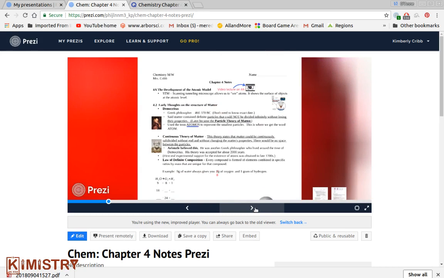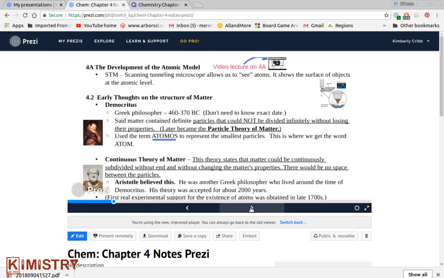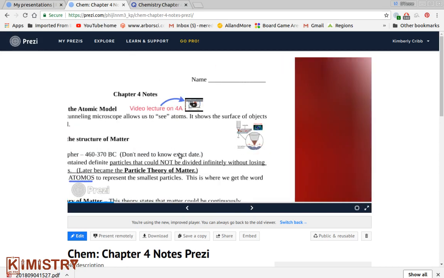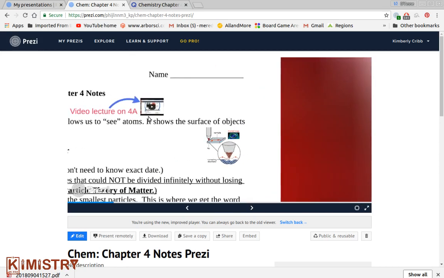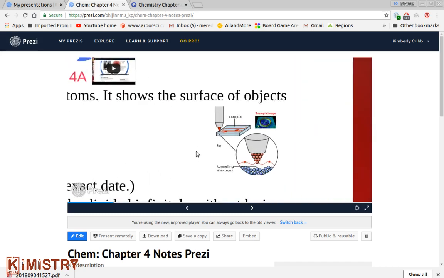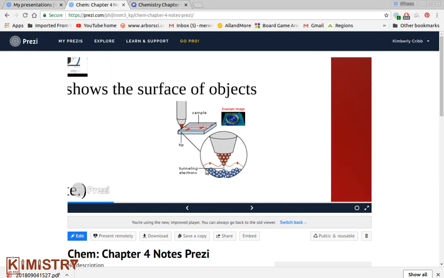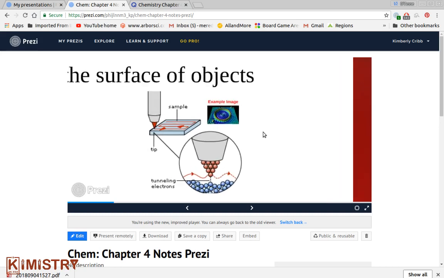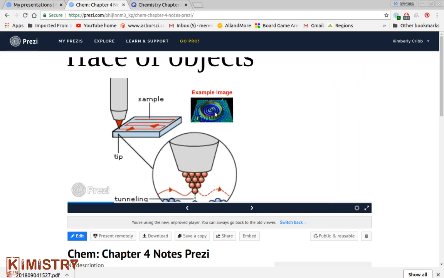So here are the notes inside the Prezi. And this guy right there, there's Democritus. We'll talk about him in a minute, but what I wanted you to see here, a couple of things. One, the video that I'm doing now is embedded right there. And this is the scanning tunneling microscope. This is how it goes across the surface, and it kind of gives you an idea of what the atom looked like. You can see it right there.